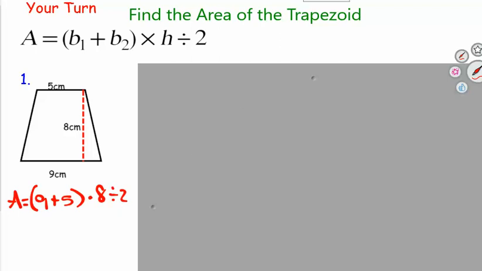So let's go ahead and put that in our calculator. So 9 plus 5, that's 14, times 8, divide by 2. So 14 times 8 is 112, then divide by 2, and that gives me 56. So the area equals 56, go back to my units, centimeters squared. So 56 square centimeters. Use the formula. You're just plugging things in, okay?